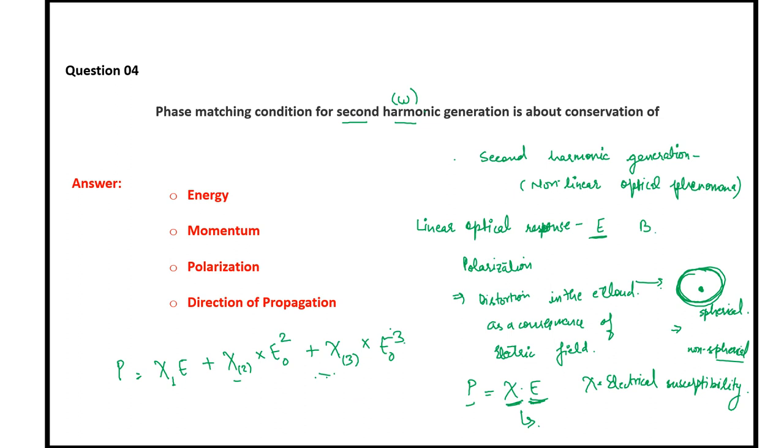So second harmonic generation happens where, in terms of frequency, you have a system where you input light of frequency omega, and what comes out is double of it. Or say if you input light of frequency omega 1 and omega 2 to it, what you get out as the output is the sum of these two.